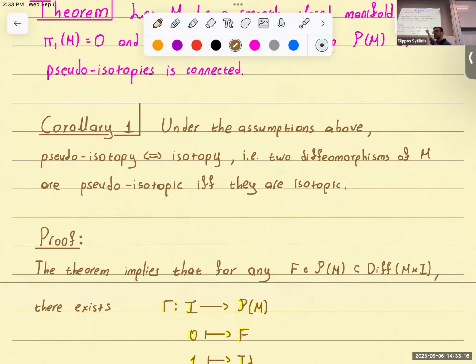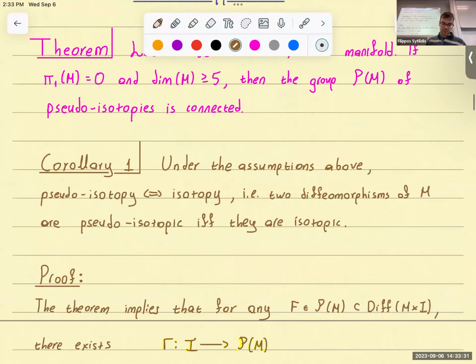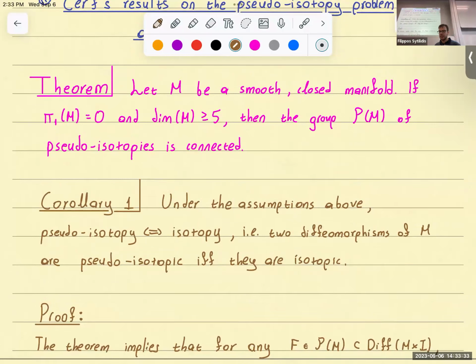But the other way around. So from pseudo-isotopy implies isotopy. That is highly non-trivial. Okay. Is that clear? What Cerf proved is that if your manifold is simply connected of dimension greater than or equal to 5, those two notions are actually equivalent.